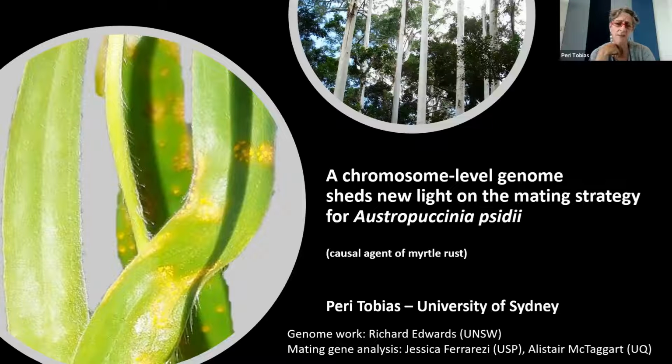The first Myrtaceae genome was actually this plant. And the importance of this pathogen is that it affects some of our very iconic trees and plants in Australia. I also want to quickly acknowledge some of my collaborators on the genome work. Richard Edwards at the University of New South Wales has been working closely with me, and Jessica and Alistair on the mating gene analysis, and there'll be some further attributions at the end of the slides.